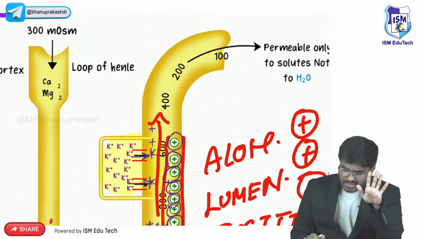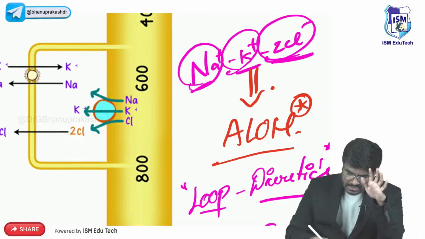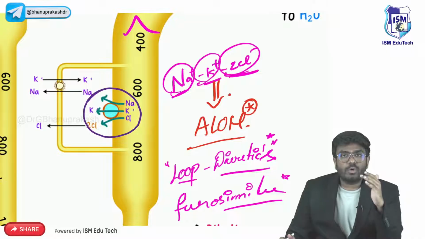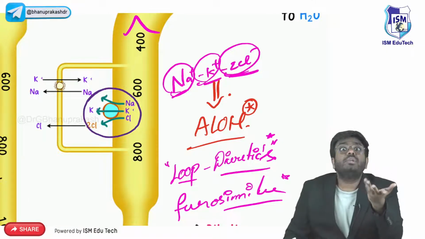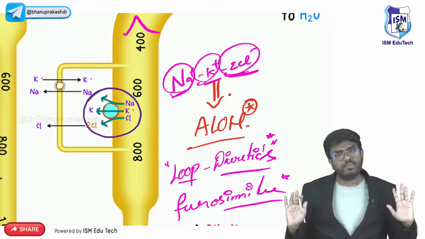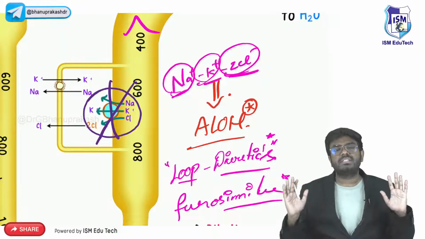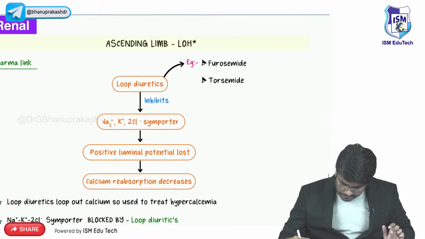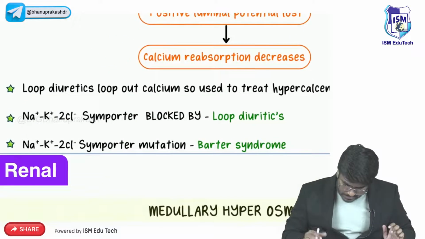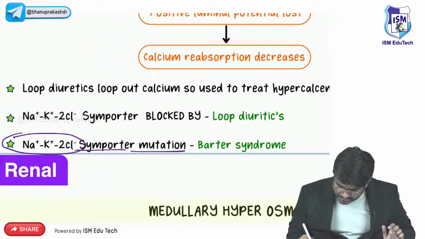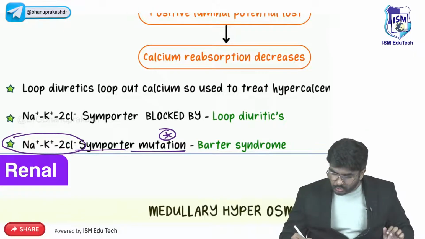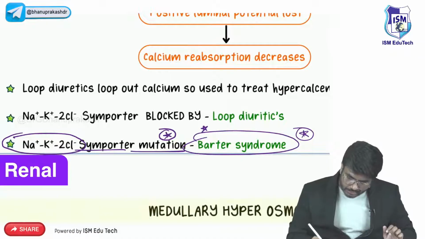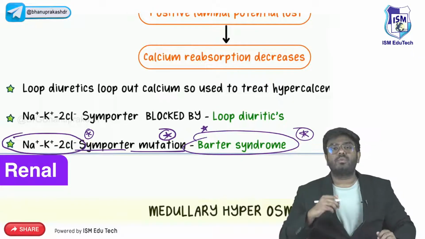Okay, done. Next important MCQ. Look here and tell me, what is this transporter in the ascending limb of loop of Henle? Sodium potassium 2 chloride importer, right? If it is mutated by birth itself, it is gone. Then it will cause which syndrome? Let me write here. The sodium potassium 2 chloride importer, if mutated by birth, causes a syndrome called Barter syndrome. So Barter syndrome is due to mutation of the sodium potassium 2 chloride importer.